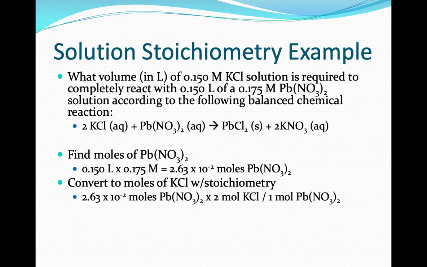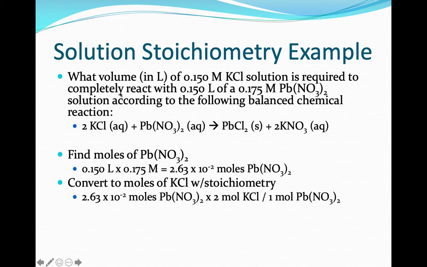So starting point, we can find our moles of lead nitrate. If you're trying to figure out why I start with lead nitrate, well, I'm asked about how much KCl I'm going to need in liters. But for the lead, I have both a concentration and a volume. And that's how you really pick out starting points for solution stoichiometry. Look for the compound that you have a volume and a concentration for, or that you have the information to get both of those pieces for.